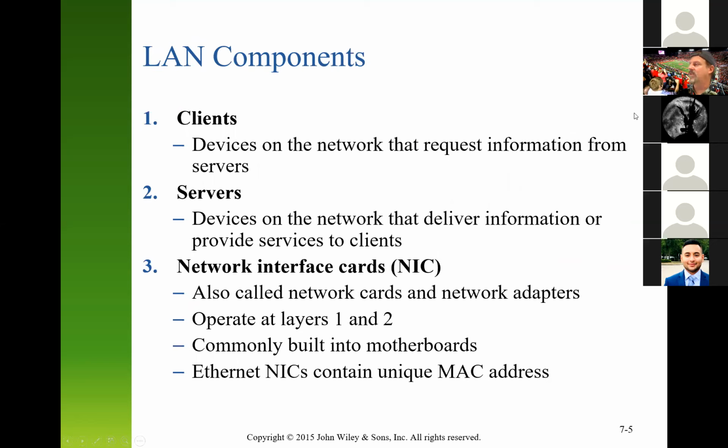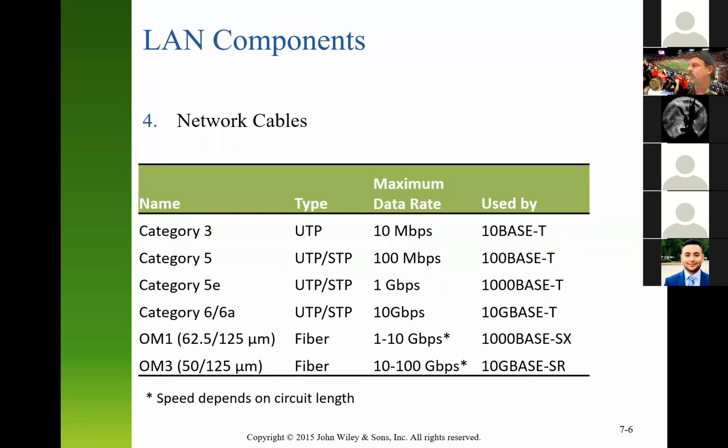Clients, these are devices on the network that request information from servers. The servers, devices on the network that deliver information or provide services to clients, such as printing. The network interface cards, also called network cards, network adapters. They operate at layer 1 and 2. They can operate at layer 3, but for purposes of LANs, they operate at layer 1 and 2. Commonly built into the systems, into the motherboards. Each NIC in a computer contains a unique media access control address. That's that hardware, that 12-digit address with numbers in it, with letters in it that you've looked up before.